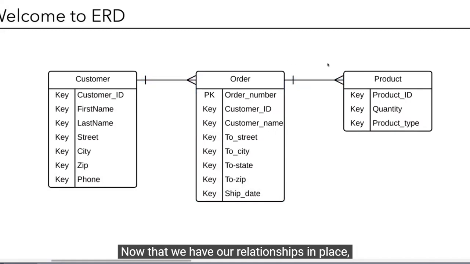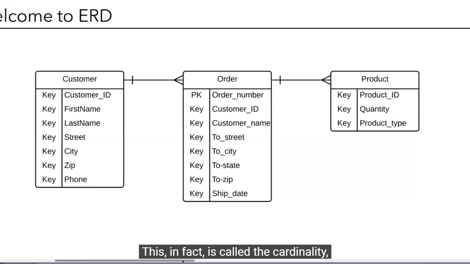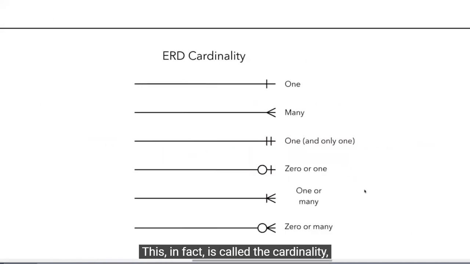Now that we have our relationships in place, you'll see some funky notation attached to these lines. This, in fact, is called the cardinality, which further defines the relationship in a numerical context, particularly within minimums and maximums. So for example, here on this right side, you can see some different types of cardinality we have in ER diagrams. We have one, many, one and only one, zero or one or many, zero or many.